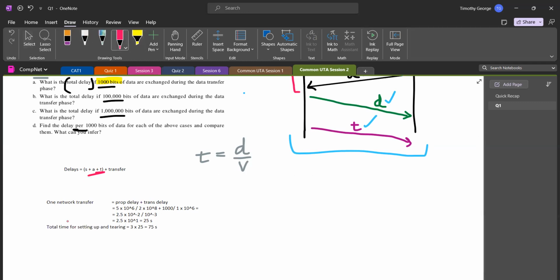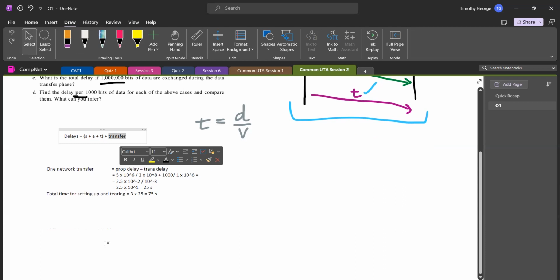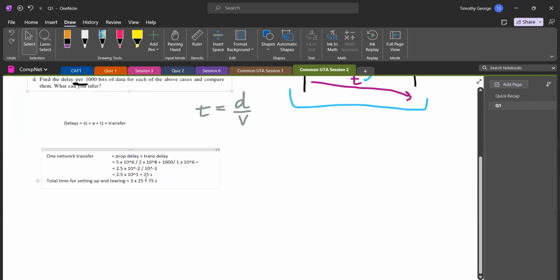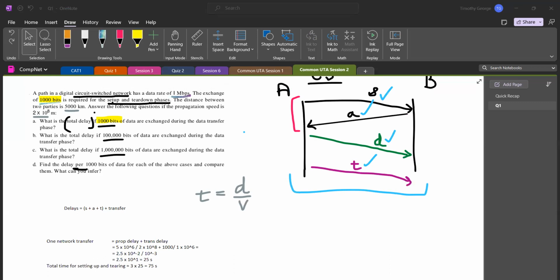Now one more thing to calculate is the transferring time. In all these questions, the total time for setting up and tearing down will remain the same. What will change is the data transfer, D over here, how much time D takes. We need to calculate that for each subpart of the question that we have.